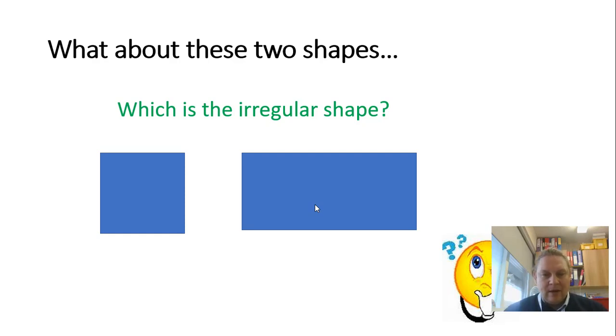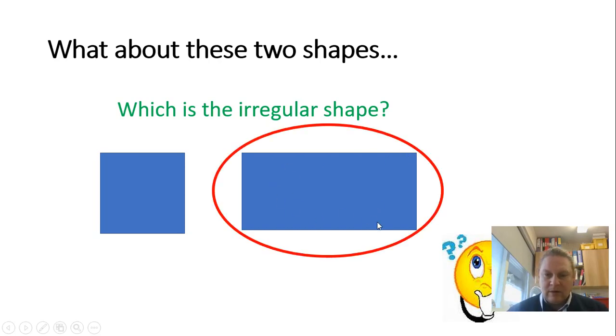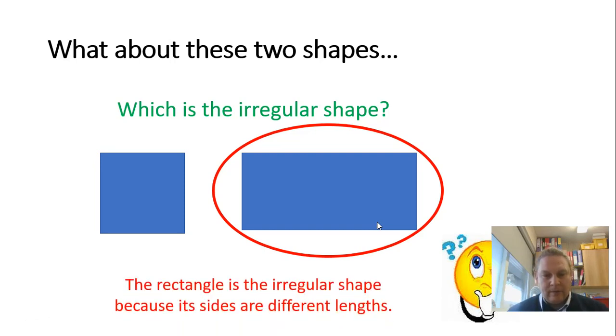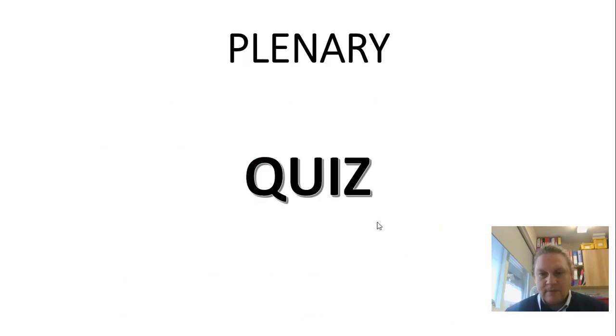Now, to have an irregular polygon, we've got to have sides that are different lengths. So let's have a look at our first shape. Are all the sides the same length? Yes, they are. Let's have a look at this one. Are the sides the same length? Well, no, they're definitely not. So that's our one that's an irregular shape, okay? An irregular polygon. The rectangle is the irregular shape because its sides are different lengths.